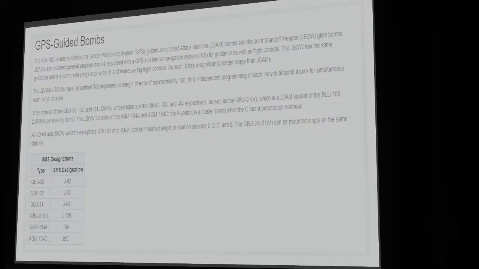They consist of the GBU-38, 32, 31 JDAMs, whose bases are the Mark 82, 83, and 84 respectively, as well as the GBU-31, which is a JDAM variant of the BLU-109 2,000-pound penetrator bomb. The JSOW consists of the AGM-154A and the AGM-154C. The A variant is a cluster, while the C is a penetration warhead. All JDAM and JSOW variants, except for the GBU-31 and 31V, can be mounted on single or dual stations 2, 3, 7, and 8. The GBU-31 and 31V can be mounted single on the same stations.